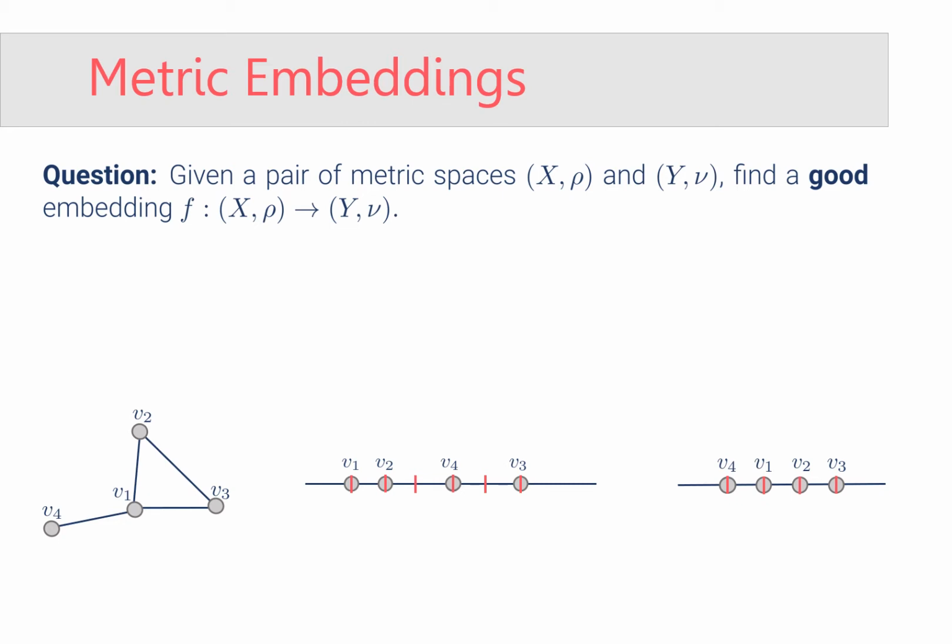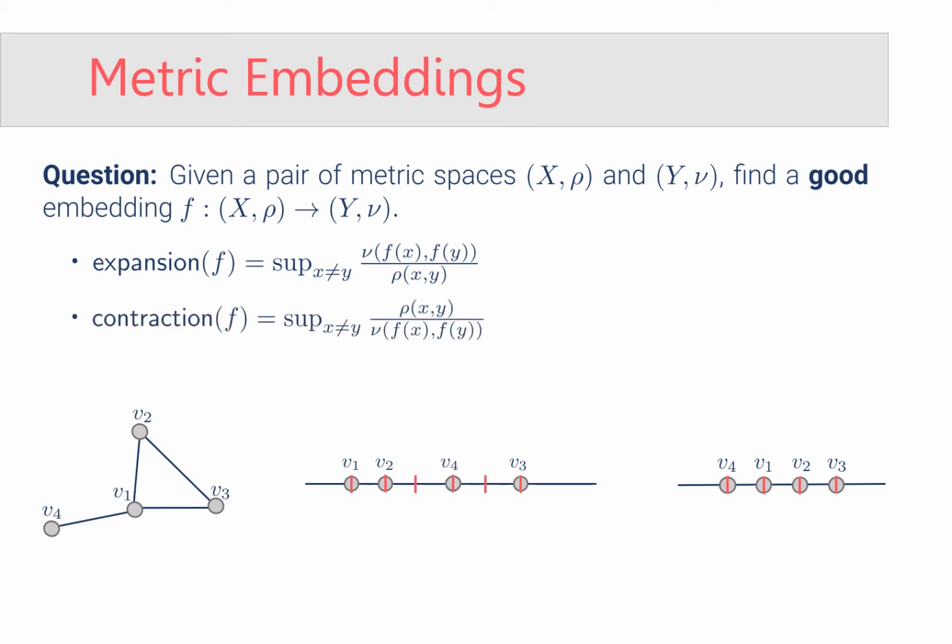Let me talk about that a little. To introduce the multiplicative distortion, first we need to talk about the expansion of the map. Expansion of the map is, roughly speaking, by how much our map stretches the distances. For instance, this first embedding has expansion at least 5 because the distance between V1 and V3 in the image is 5 and in the initial graph it is 1. One can check that this is the biggest expansion this map has.